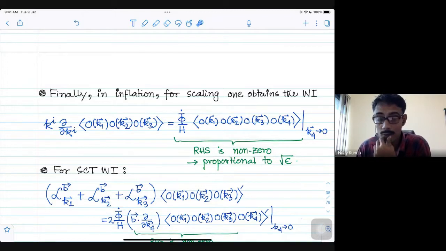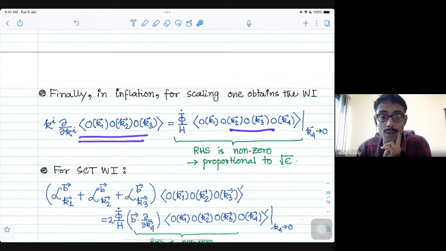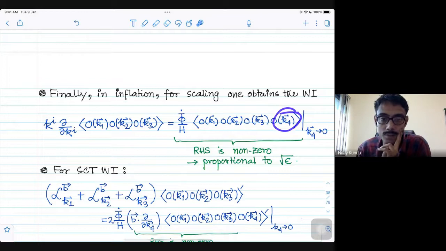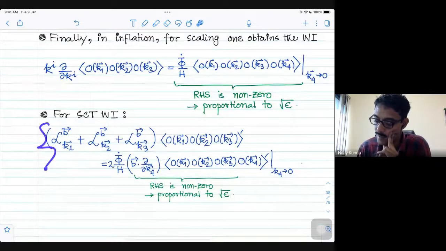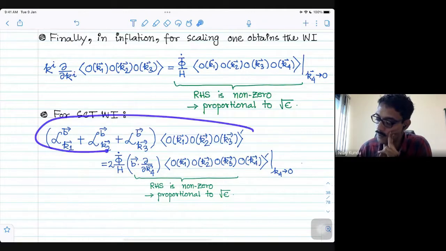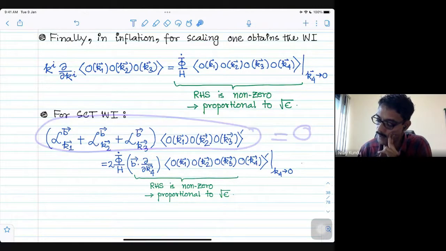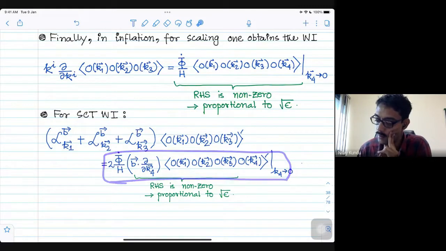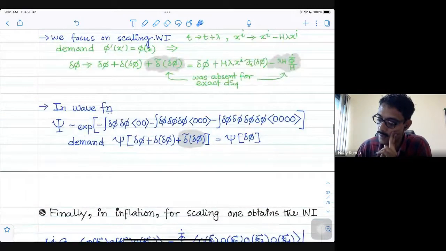any n-point function will be related to an n plus 1-point function with one of the momenta being soft. So this is some correspondence with the soft theorem that we know, where an n-point function gets related to an n plus 1-point function with one leg being soft. Similarly, you can also look for the spatial conformal transformation Ward identity, and you will see previously we had seen this equal to 0, but now we get something involving the 4-point function, again because of the same reason that I have explained here.